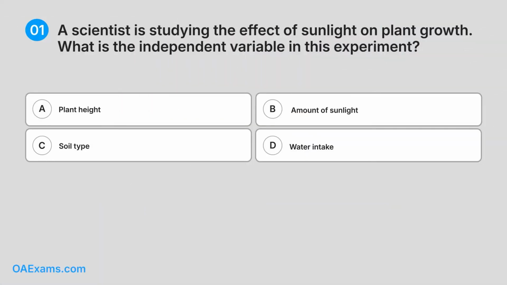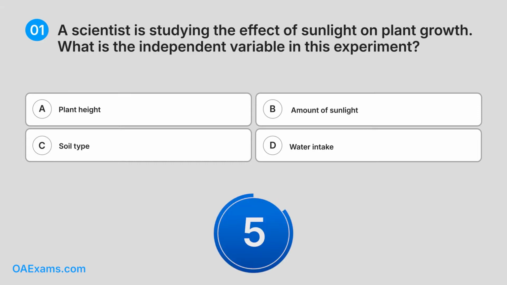1. A scientist is studying the effect of sunlight on plant growth. What is the independent variable in this experiment? A. Plant height. B. Amount of sunlight. C. Soil type. D. Water intake. What do you think is the answer?